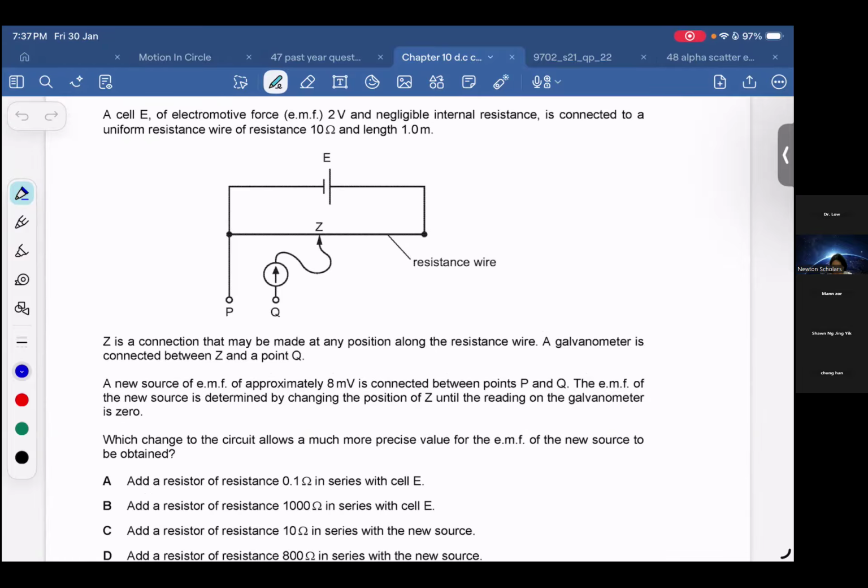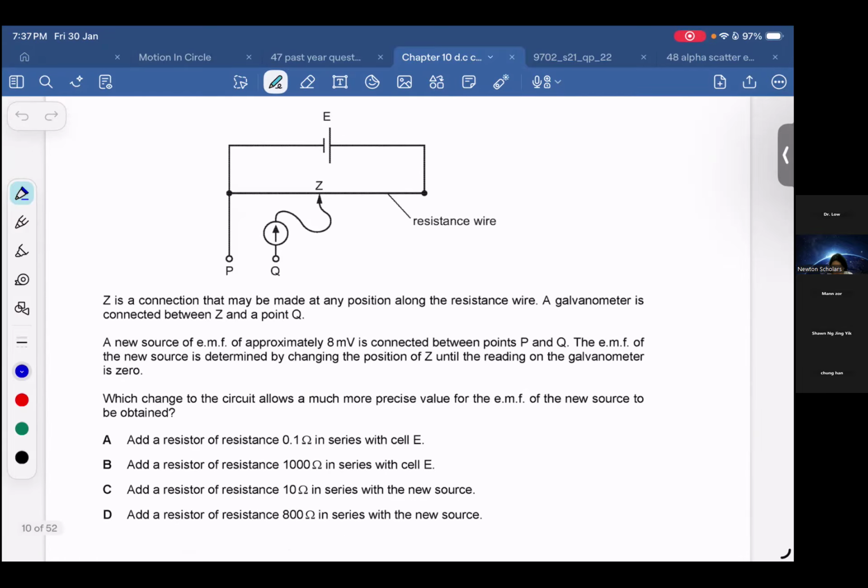A galvanometer is connected between Z and point Q. A new source EMF, roughly 8 milliwatt, is connected between the points P and Q. Milliwatt is very small. The EMF of the new source is determined. Let's say we want to determine this 8 milliwatt.